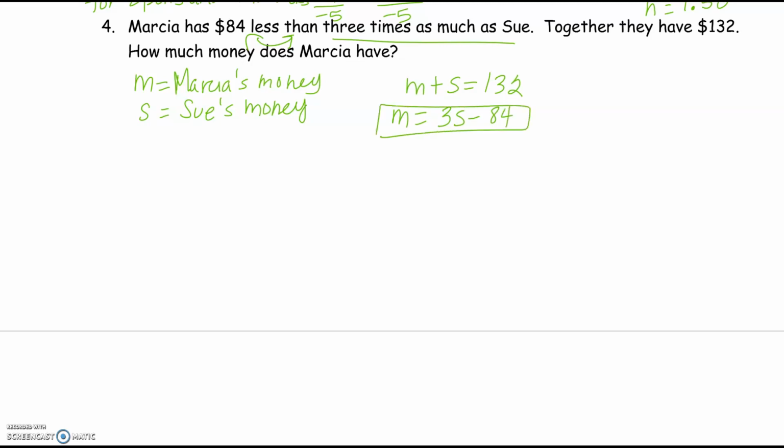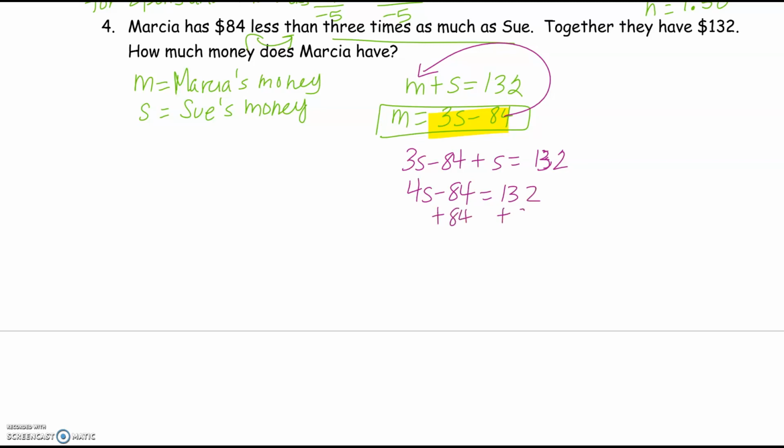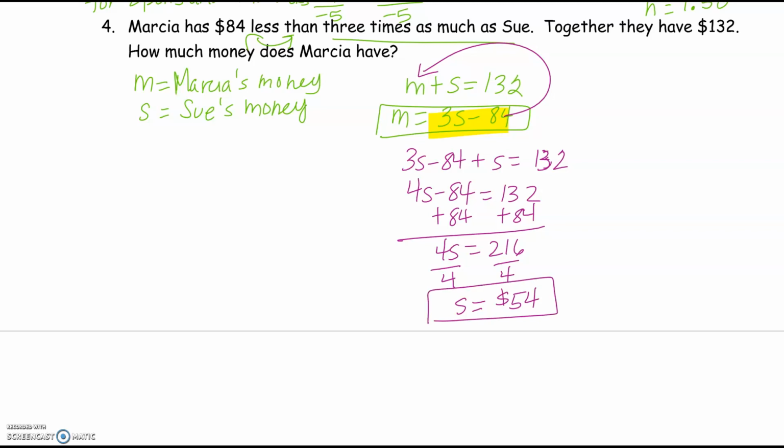This is a great one to use substitution. So wherever there's an M in the first equation, I'm going to put 3S minus 84, plus S equals 132. Combine my like terms, I get 4S minus 84 equals 132. I'm going to add 84. 4S equals 216. I'm going to divide by 4. It does go in evenly, and that's going to give me $54. So Sue has $54.